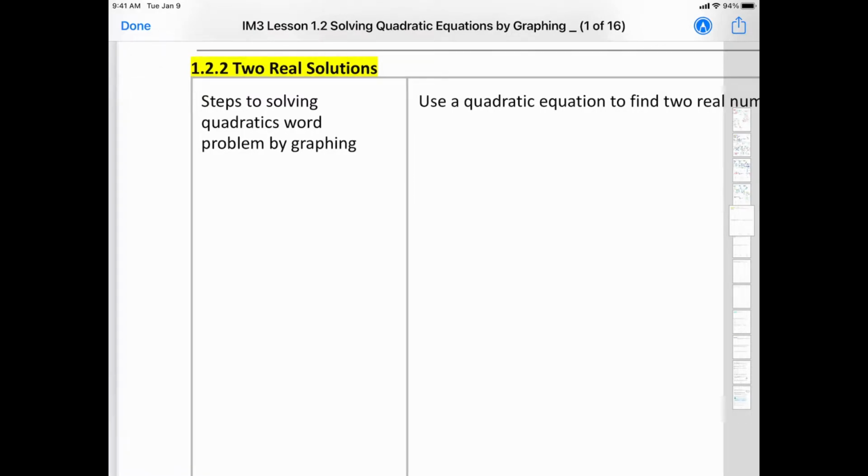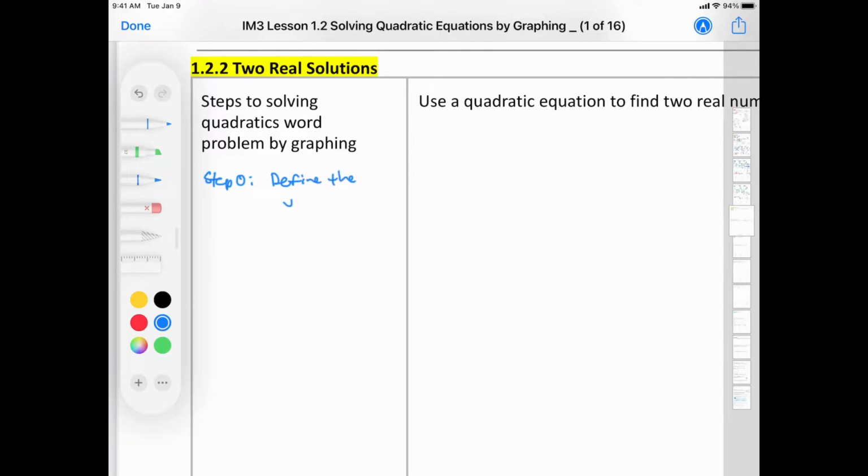A couple of things you can do that are super helpful. I'm going to call this step 0: define the variables. Basically that just means, what is x equal to?